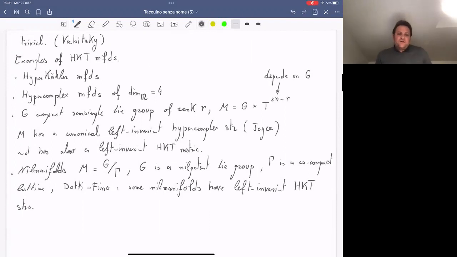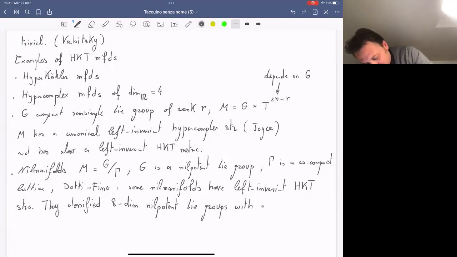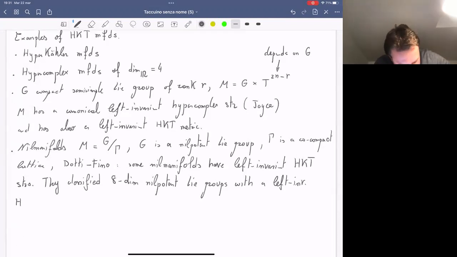Okay, and they also classified 8-dimensional nilpotent groups with a left invariant HKT structure. And I briefly recall this classification because I need it later. So, they classified 8-dimensional nilpotent groups with left invariant HKT structure.